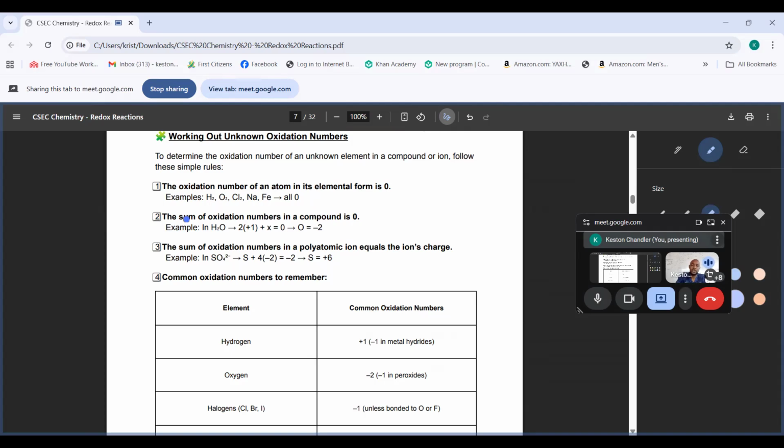The sum of the oxidation numbers in a compound, whether it's an ionic compound or covalent compound, when we add up all of them, we will get 0. So for example, in H2O, we know the H is +1, and you have 2 of them. The oxygen will have to be 2-, so that when you add +2 and -2, the overall oxidation number is 0. Everybody okay with that? Yeah? Good. Anybody not okay with that part?